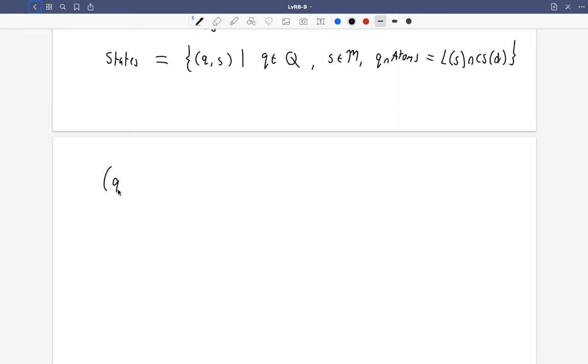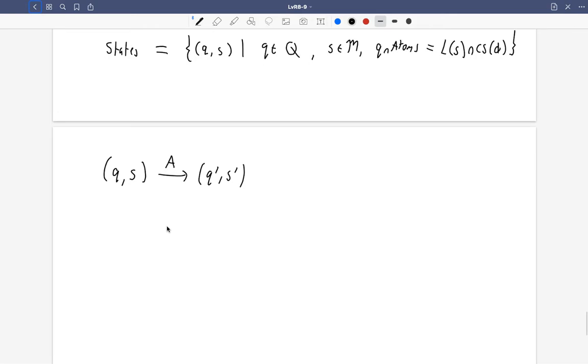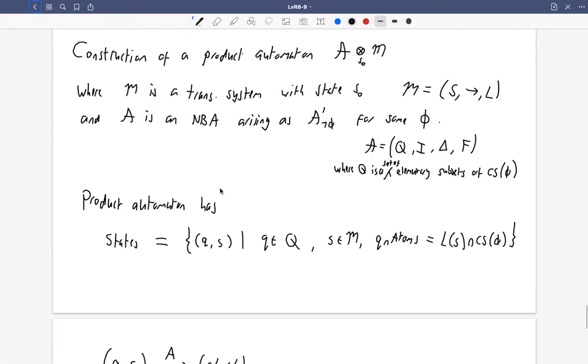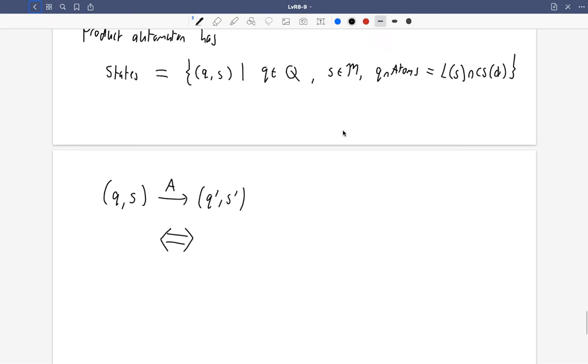So we're going to have a transition between Q and S and Q prime and S prime. Each of these pairs is a state in the product automaton. And because we're building an automaton, this needs to be labelled. And again, we want it to recognize a trace language, so it's going to be labelled with a set of atoms. So we have such a transition if and only if we have a transition from Q to Q prime in the original non-deterministic Büchi automaton, and this needs to have the label A.